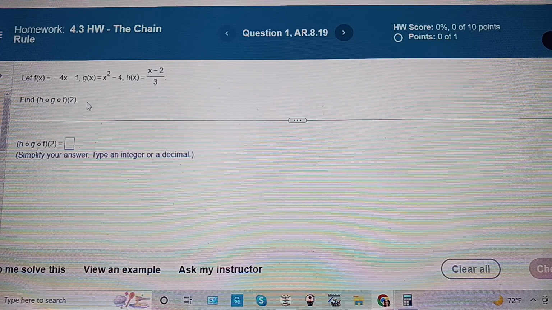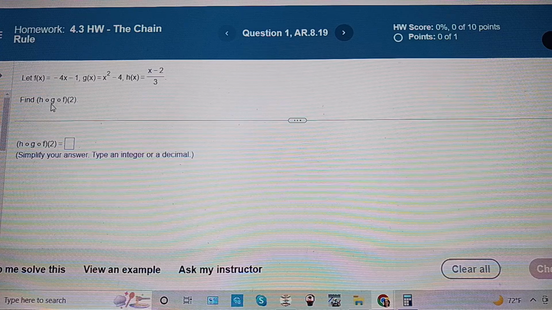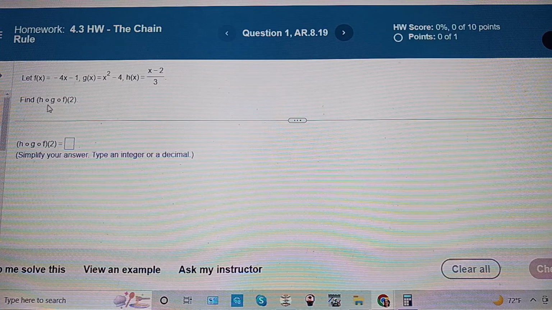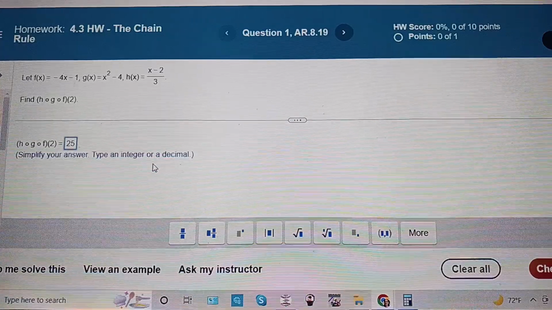Sometimes there's only 2 of these. Here there's 3, but whether there's 2 or 3, only the last answer matters. You need the first answer to get to the second. Then if there's only 2, that would be the answer. But if there's a third one, you use the second answer to get to the third. Only the third answer matters here. So the whole answer is 25.